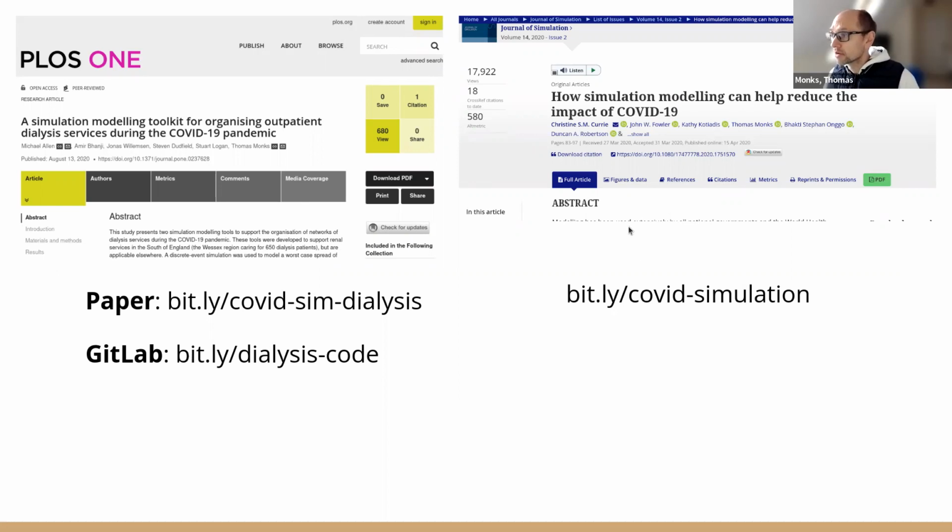And then for a bit of general background on how simulation modeling might help with these types of problems in general, some colleagues and I very early on in the pandemic also wrote this paper, how simulation modeling can help reduce the impact of COVID-19, led by Christine Curry from Southampton. And there's a bit.ly link there to check that out as well. That talks in much more general terms if that's what you're interested in.